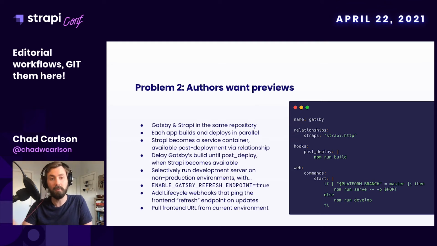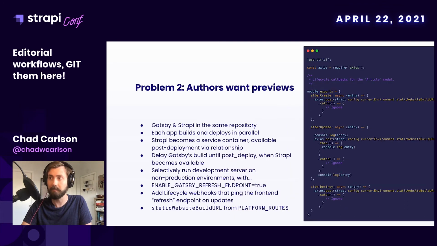So instead of it looking at the built Gatsby site that we've gotten in the post deploy hook and pulled from all of our Strapi content, it's going to run the development server. And from that development server, we can begin to build out this preview functionality between Gatsby and Strapi.